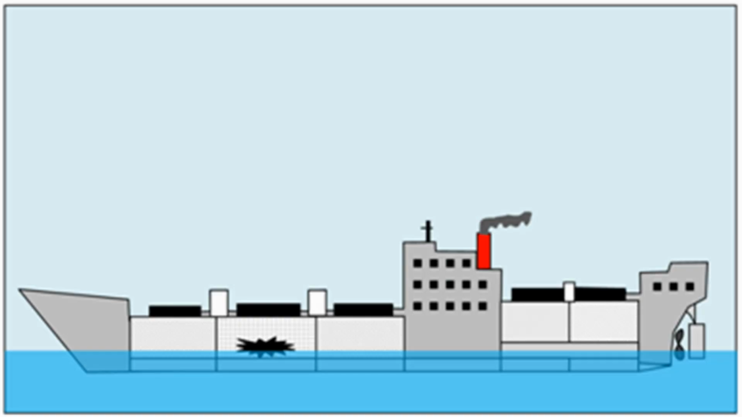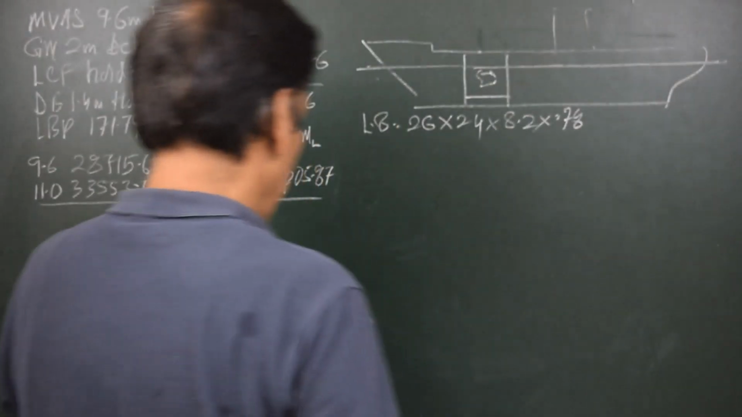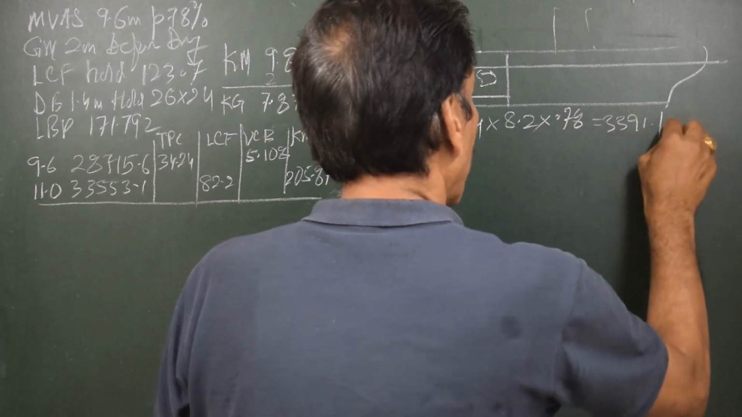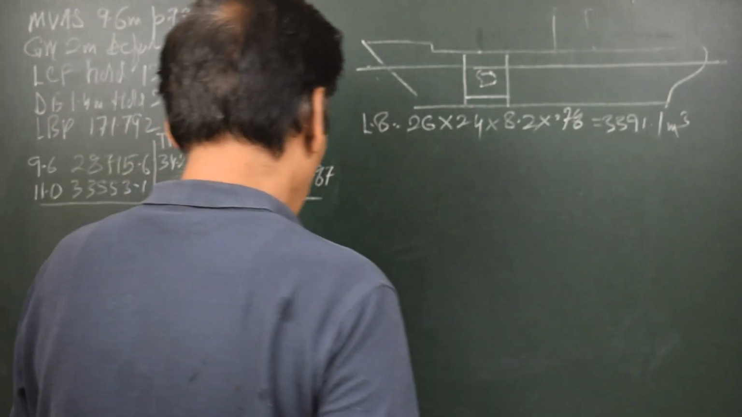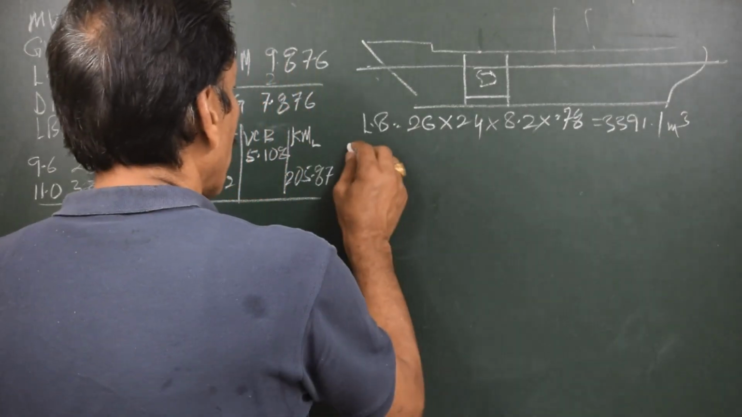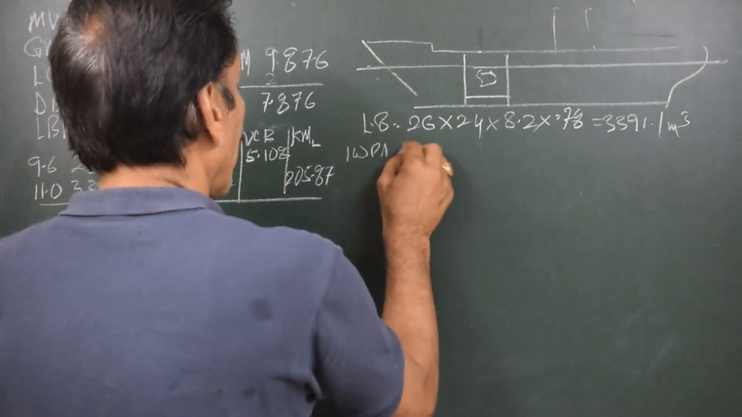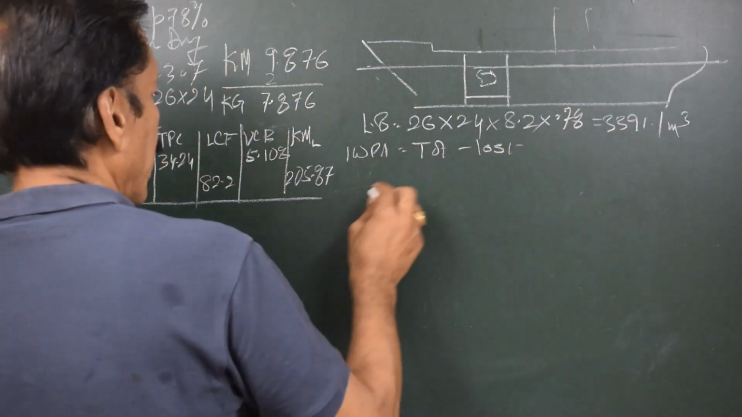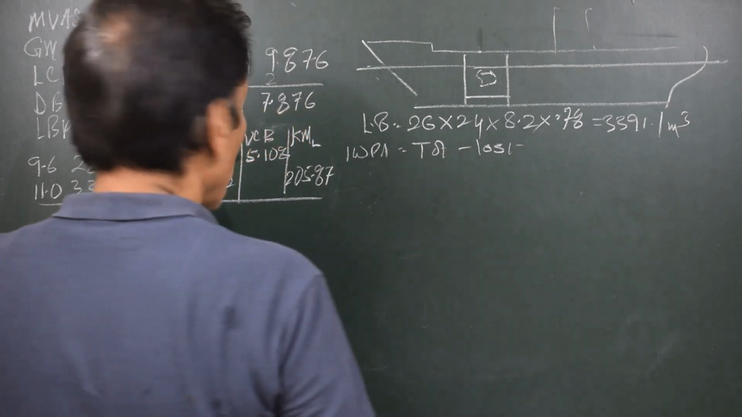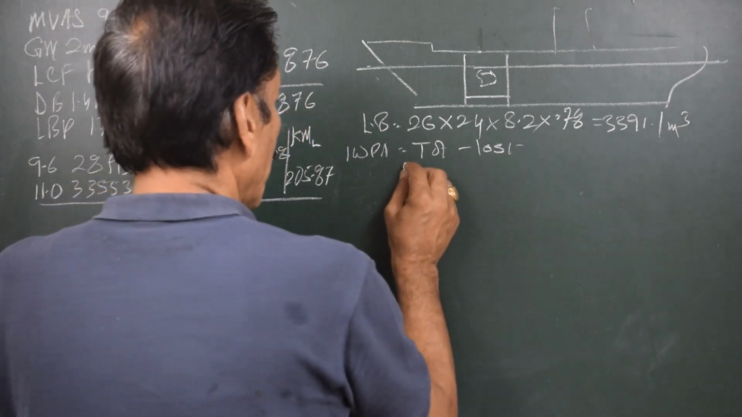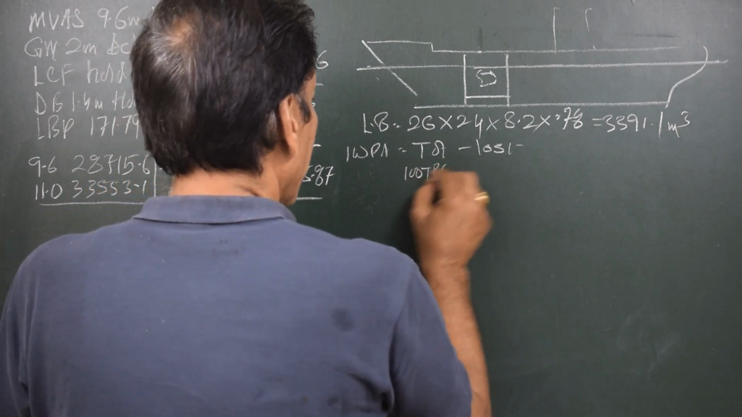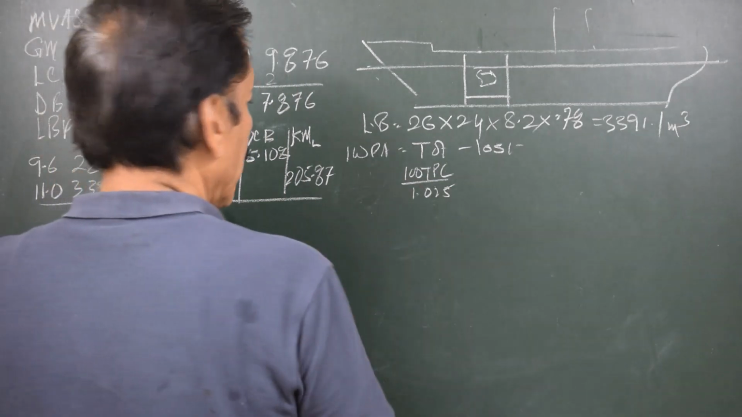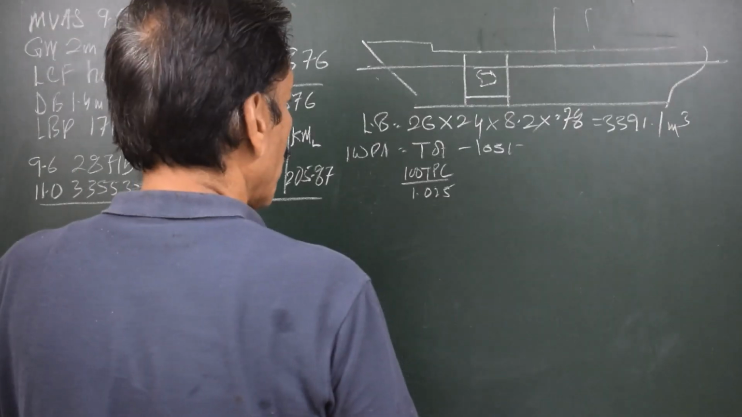So let's see what the lost buoyancy is. It gives me 3391.1 meter cube. This is the lost buoyancy. Now the intact water plane area is equal to the total minus the lost water plane area. We can find the total water plane area from the TPC: as I told you, 100 TPC divided by 1.025 is the total water plane area.